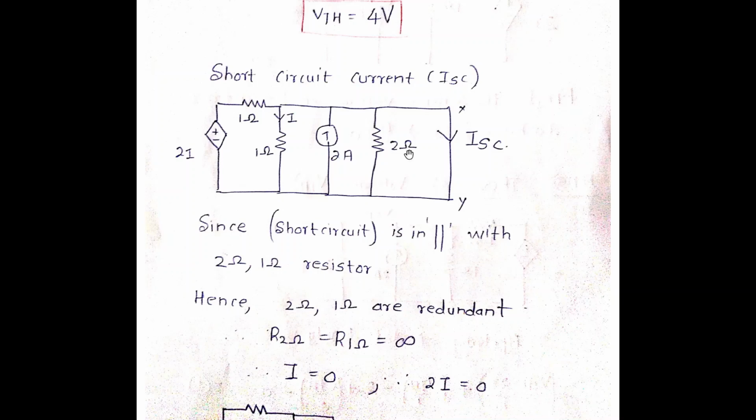Now if you look at this particular thing, this is a short circuit, right? Isn't this a short circuit? Since this is a short circuit, I can say a resistor in parallel with a short circuit is always redundant. Since this short circuit is in parallel with the 2 ohm, 1 ohm resistor, you can directly remove this resistance because they are redundant, they are of no use.